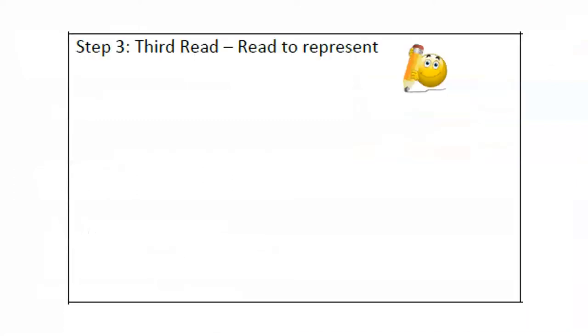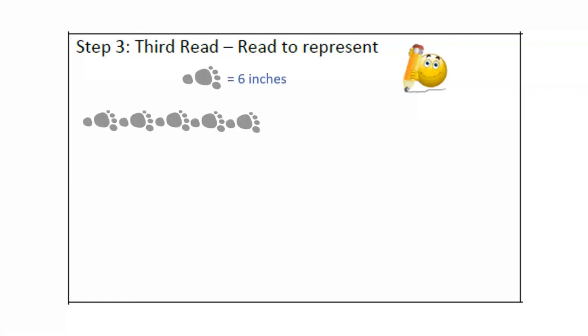On the organizer for step three, I can show how to represent this problem using a mathematical drawing. We know that each monkey footprint is 6 inches long. The monkey walked 5 steps to the tree, then walked 4 more steps to get to the banana. 5 steps plus 4 steps equals 9 steps total.